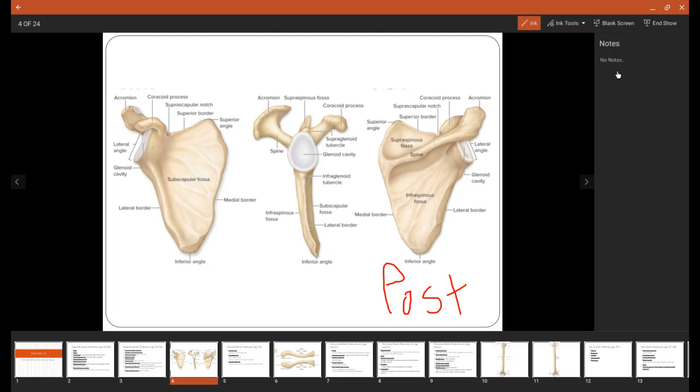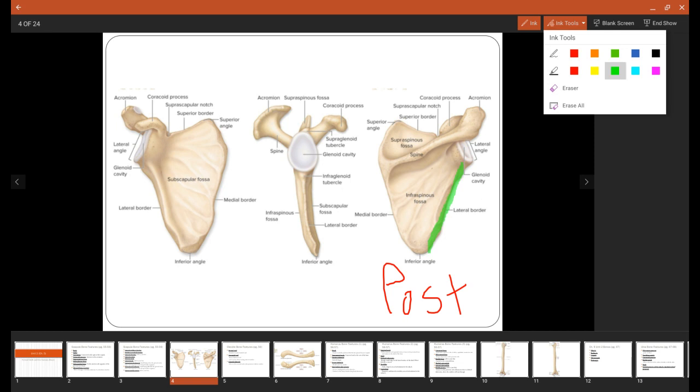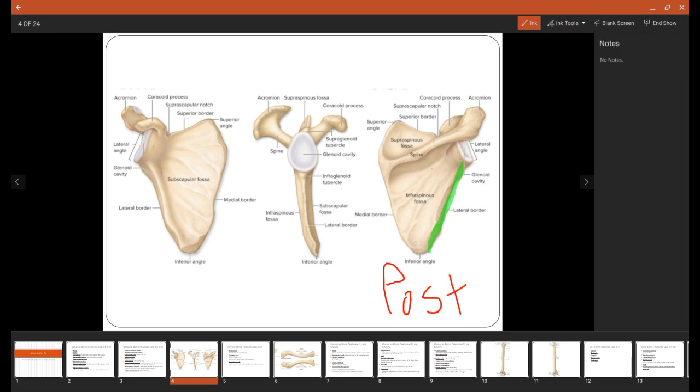Our lateral border, again, here is that glenoid cavity. We'll see a better view on our lateral view, but this is the lateral side of the bone here. So this border right here is the lateral border, also called the axillary border, as this would be right around the armpit region. So the humerus is the upper arm bone, and it's going to connect to that glenoid cavity.